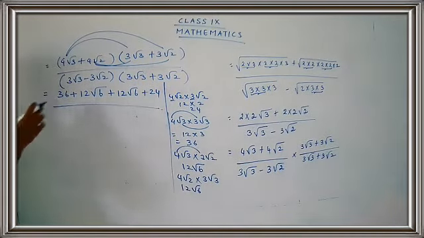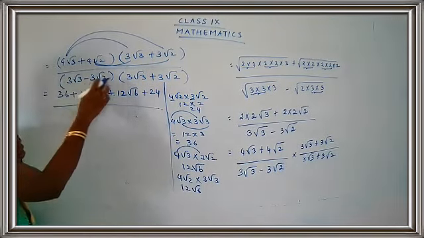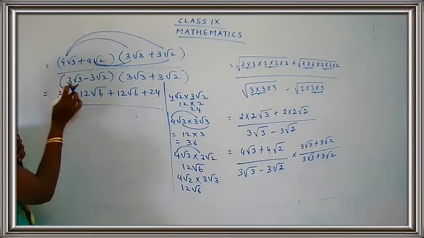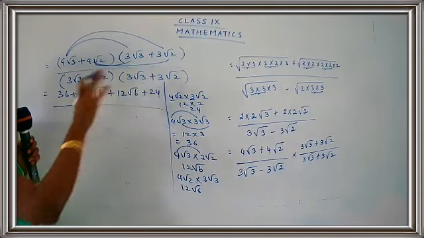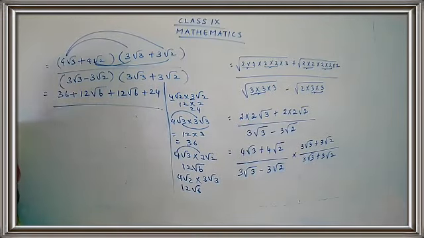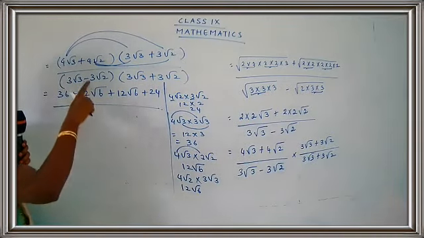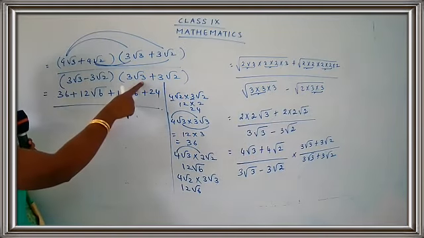Now the main thing over here: this is a minus b, this is a plus b. Just see the numbers, children. 3 root 3, 3 root 3. 3 root 2, 3 root 2. So they are the same numbers, the same surds. Only the signs are different. Here you have a minus sign and here you have a plus sign.